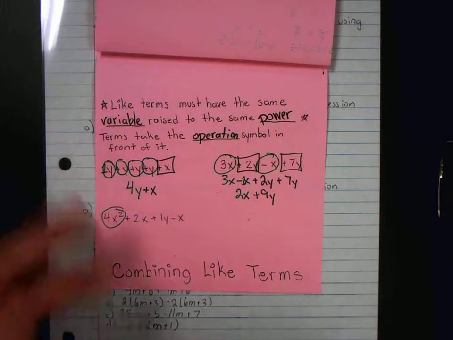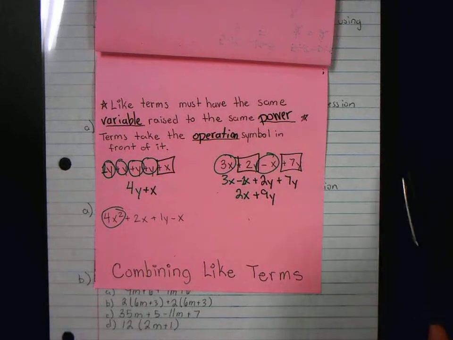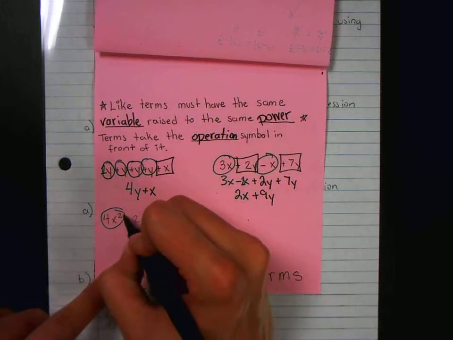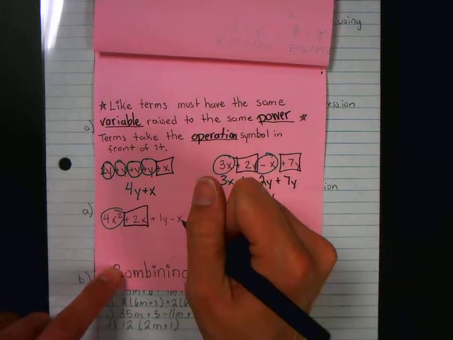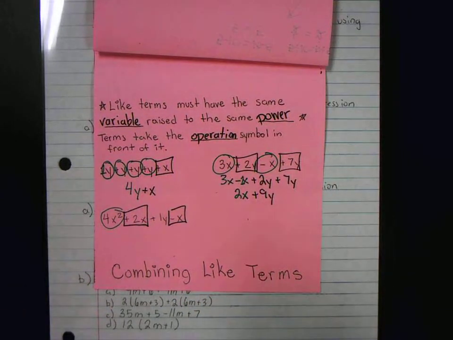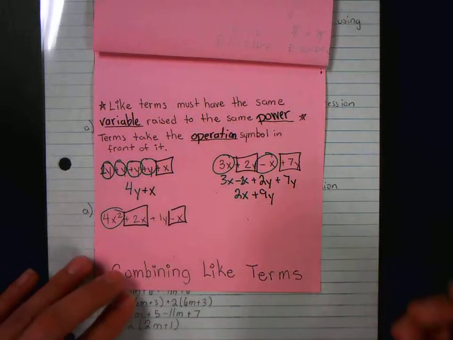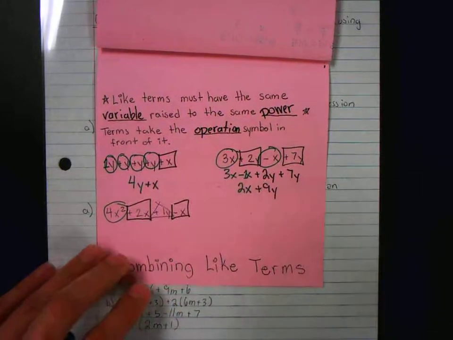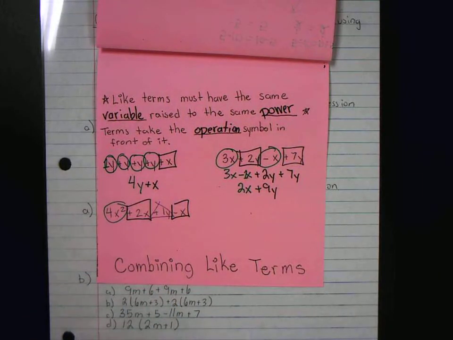Okay? I'm going to take my 2x, I'm going to box it in. I have a minus x. They are the same variable, and they are to the same power. They're raised to no power. Okay? And then lastly, I have my plus 1y. I'm going to use a beautiful triangle. We're going to use all the shapes here.